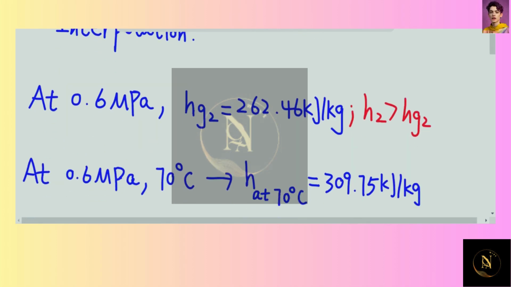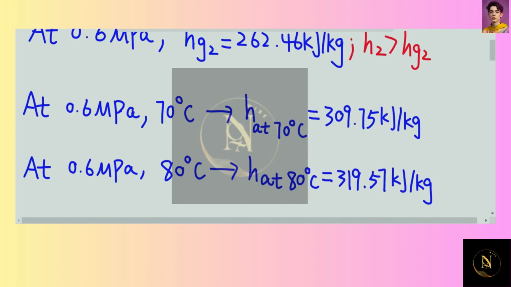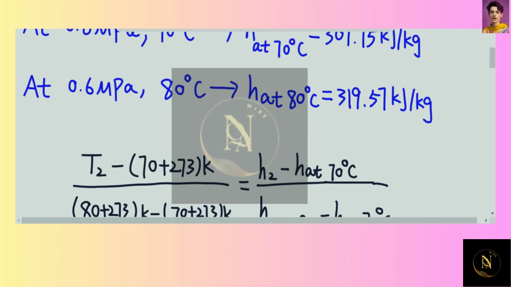Now let's take a look at the same pressure, but with different temperatures: 70 degrees Celsius and 80 degrees Celsius. The corresponding enthalpy at 70 degrees Celsius is 309.75 kilojoule per kilogram, and the corresponding enthalpy at 80 degrees Celsius is given as 319.57 kilojoule per kilogram.